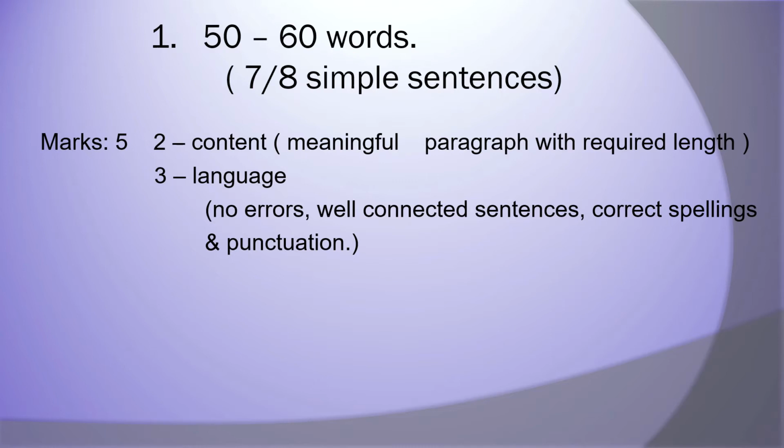Here, no errors is meant like no mistakes in sentences and well-connected sentences. So sentences should be connected. That means there should be a good flow. For that you have to use words like and, but. Okay? Then the correct spellings of the words.